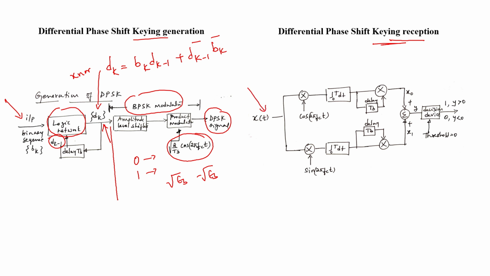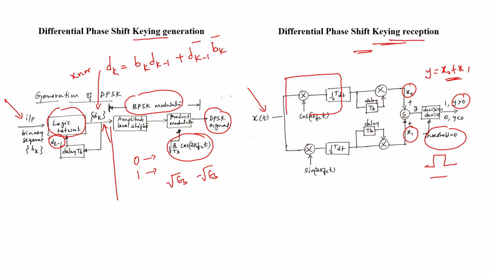In a similar way, the reception block diagram for DPSK is as shown. The received signal is applied to the correlator, and the correlator output is applied to a product modulator with delay, which will generate the two values x0 and x1, which are added. Therefore, y is given by x0 plus x1. Now, this value is compared with the threshold. When the value y is greater than 0, binary 1 is generated, otherwise binary 0 will be detected. This is how the DPSK receiver will work.